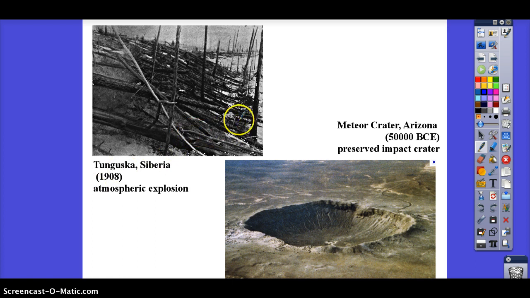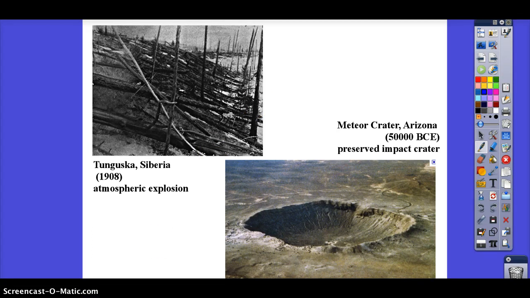But the trees were all knocked down like this, in an outwardly radial direction. You could see they were knocked down in a complete circle. People didn't really understand at that time what caused it, but what we now know is that this was a meteor maybe 50 or 80 meters across, so smaller than a football field, but still pretty big. And it exploded in the atmosphere before it hit the ground.